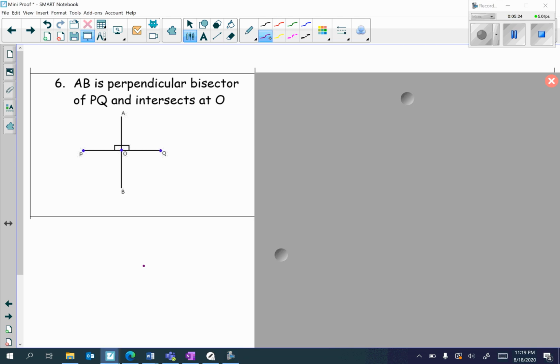Next, for number 6, AB is perpendicular bisector of PQ and intersects at O. So here I see two words. I see perpendicular, which creates 90-degree angles, and I see bisector, which creates two congruent parts. So we can make two conclusions based on this diagram. So again, I'm going to label all the right angles as 1, 2, 3, and 4. So therefore, all the angles 1, 2, 3, and 4 are right angles, and angle 1 is congruent to angle 2, which is congruent to angle 3, which is congruent to angle 4.